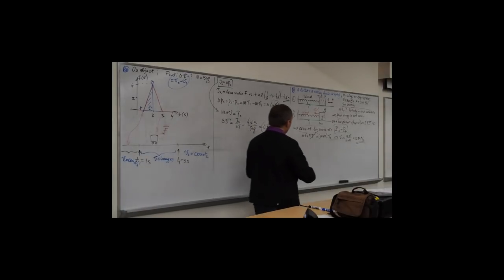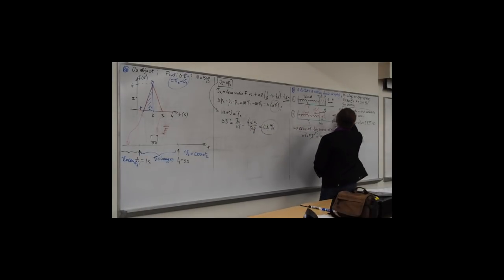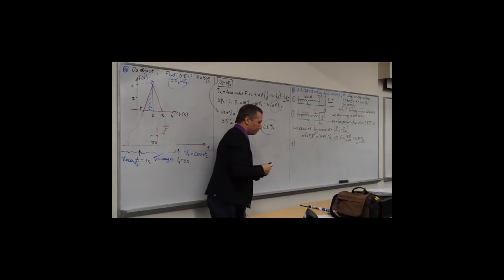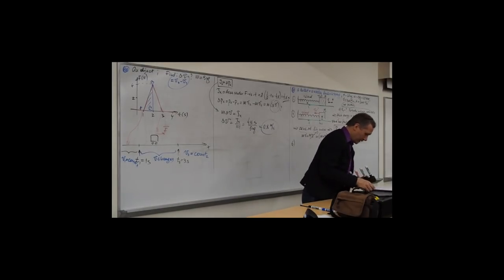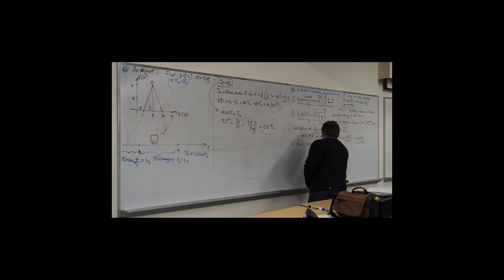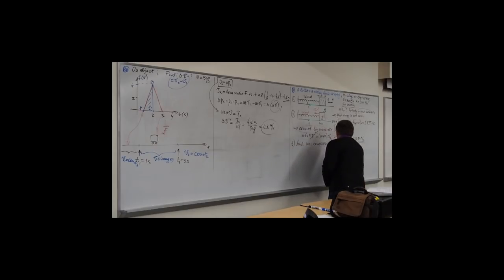Right, so now that is part A, that is part B. Yes, so maximum compression. So now we need to find the maximum compression of the spring, of course. So let me label it as X.